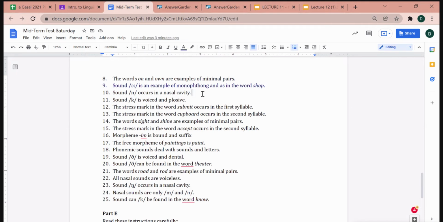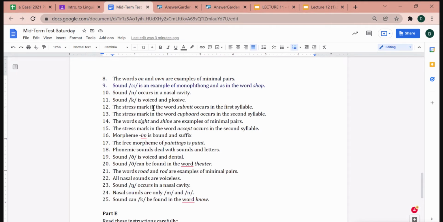Number 10. Sound N occurs in a nasal cavity. Is that true? That's correct. Sound K is voiced and plosive. Incorrect, it's voiceless. K, K, K. Rub your throat, it's voiceless, because it doesn't vibrate.